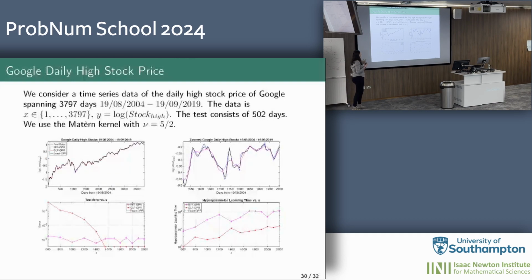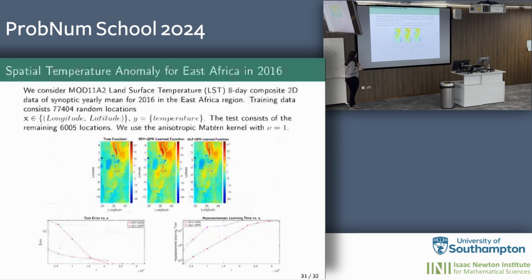Here we have another example, for Google Daily High stock. Again, it's a one-dimensional example, just to visualize everything, so everything looks pretty similar to what I just explained. And maybe the last interesting example is a spatial dataset, which is basically the motivation for this work. You can see here on the bottom left plot that the magenta line for the RFF method just stopped.